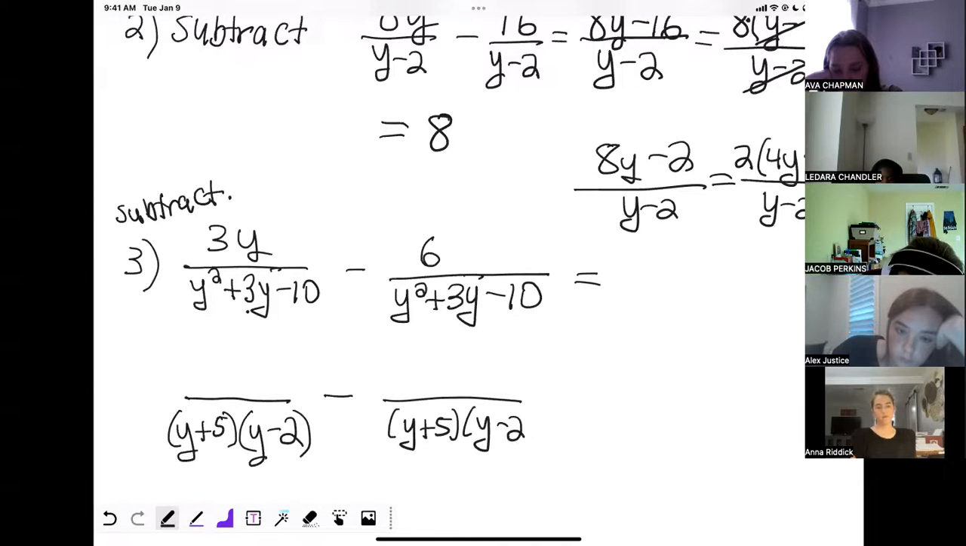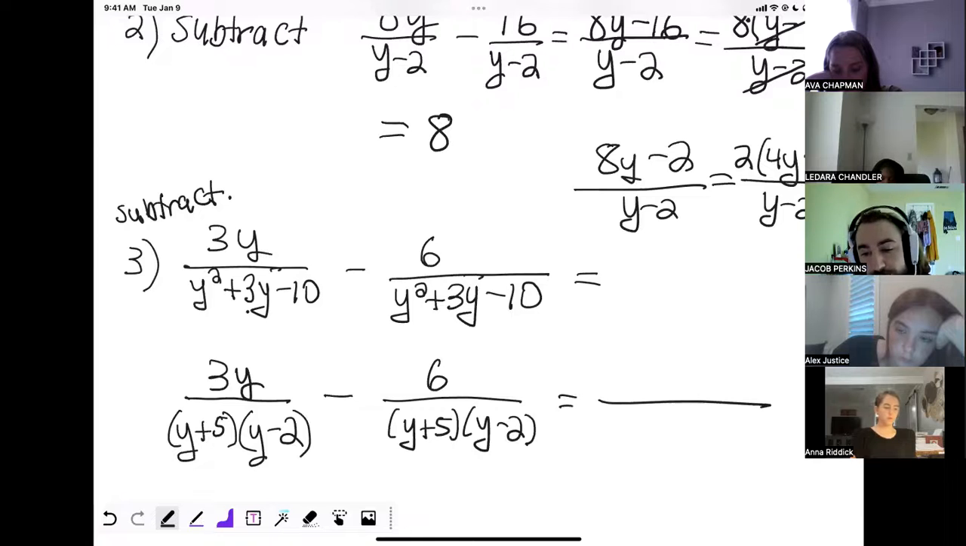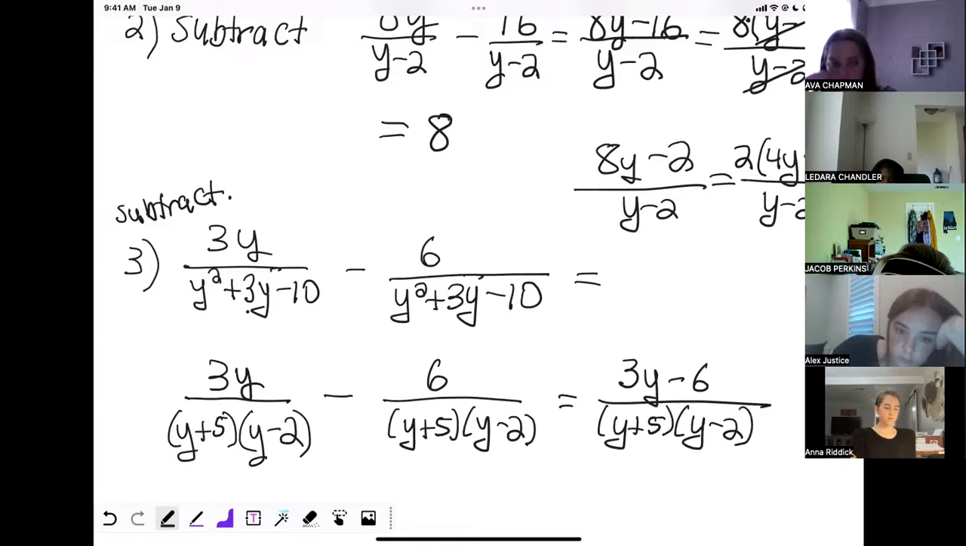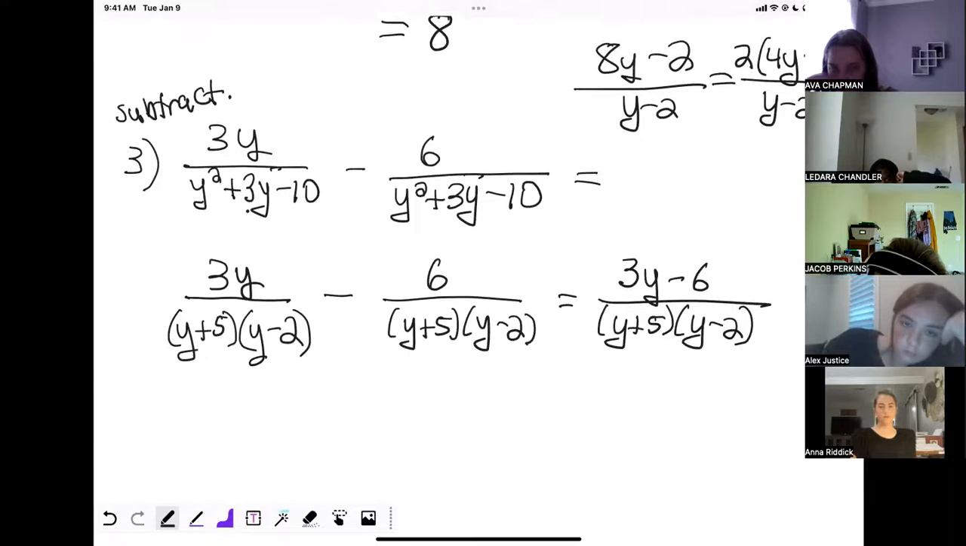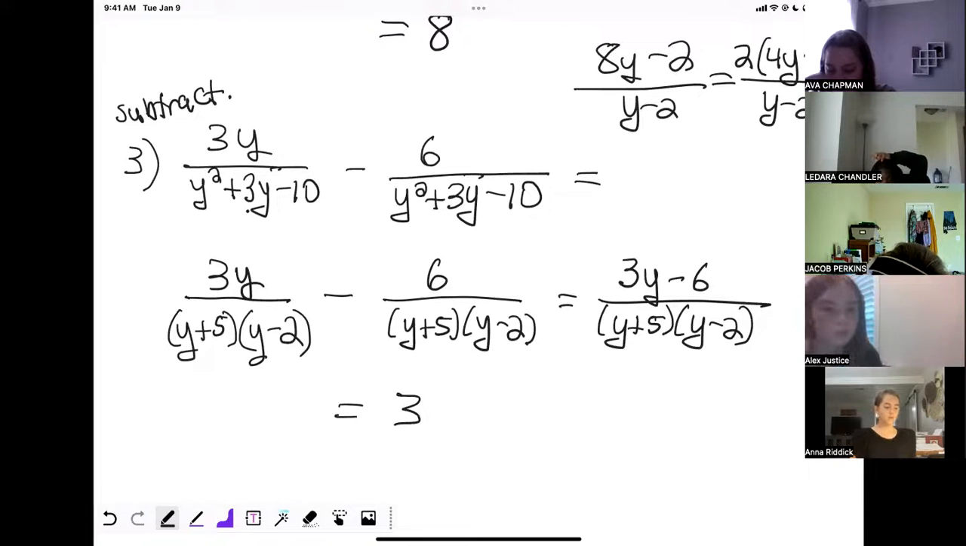Now I'm just going to write the same numerator. They're still the same denominator. I just change it to be factored. Equals. So this stays the same. And I'm going to subtract 3y minus 6. And then I have to ask myself, can I factor anything? And the answer is yes. I have a 3 and a 6. So I can factor a 3 out.